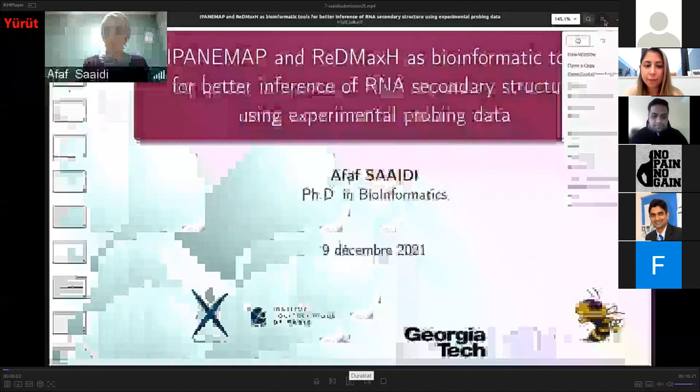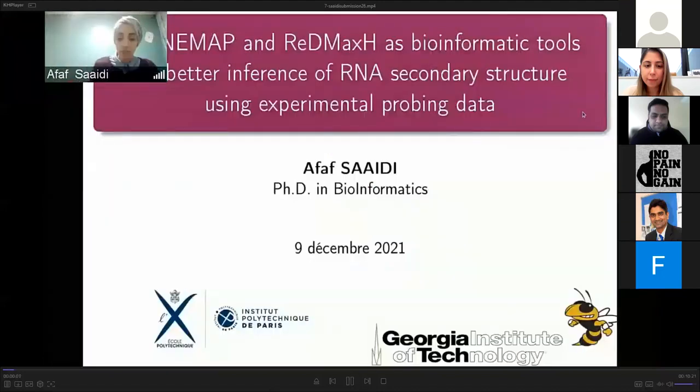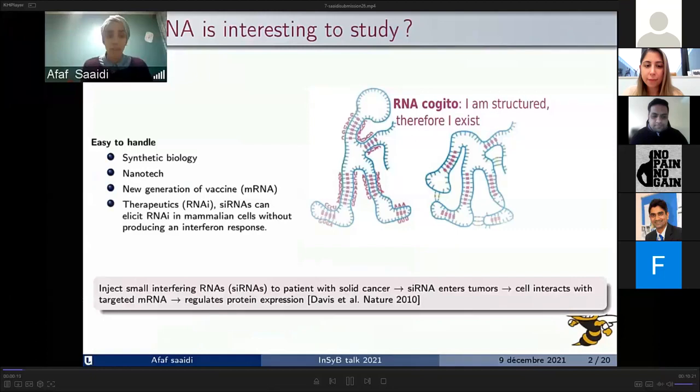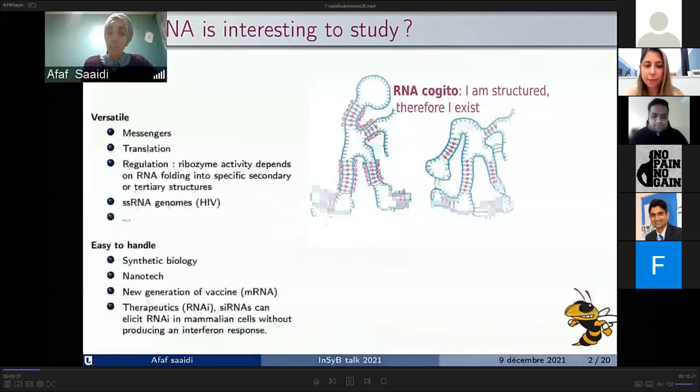So why are we interested in studying RNA? RNA is a small molecule that could be synthesized biologically and used in nanotechnology. It could be used in the new generation of vaccines, such as the mRNA vaccines we're having right now for COVID, and could also be used as a therapeutic RNA. It has several functions as a messenger, in translation, and most importantly, it has an important role in regulation. The ribosome activity depends heavily on the RNA structure, the folding of this RNA. And for some retroviruses, the genetic code is encoded in RNA, not in DNA.